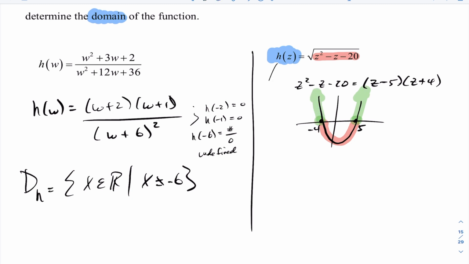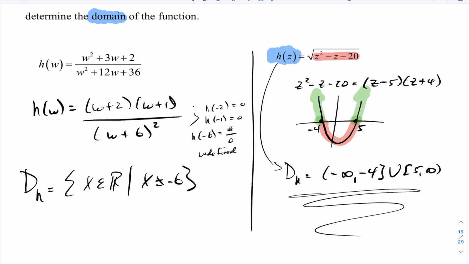So in this case here, the domain of h is going to go from -infinity to -4. I'm going to put a square bracket on that because at -4, your quadratic is 0, and the square root of 0 is fine. Or I'm going to take a value, square bracket, at 5 all the way up to +infinity. And we have our domain of the following function.